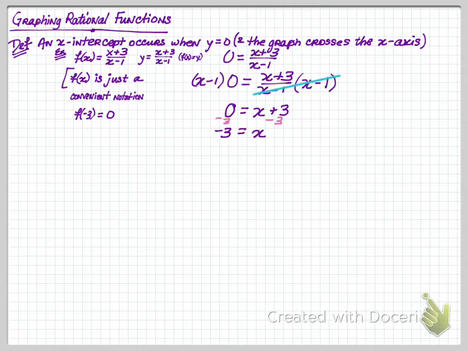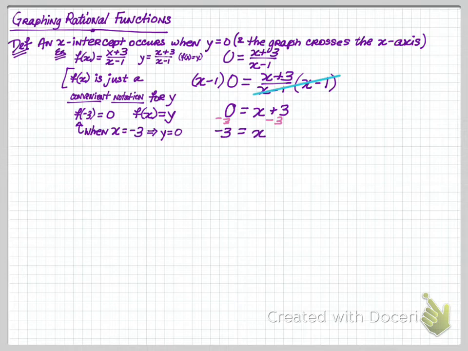I'm just going over this f of x stuff. It's a convenient notation for y. So this is telling you that when x equals negative 3, because we replaced x with negative 3, then y equals 0. That's what that notation really means.